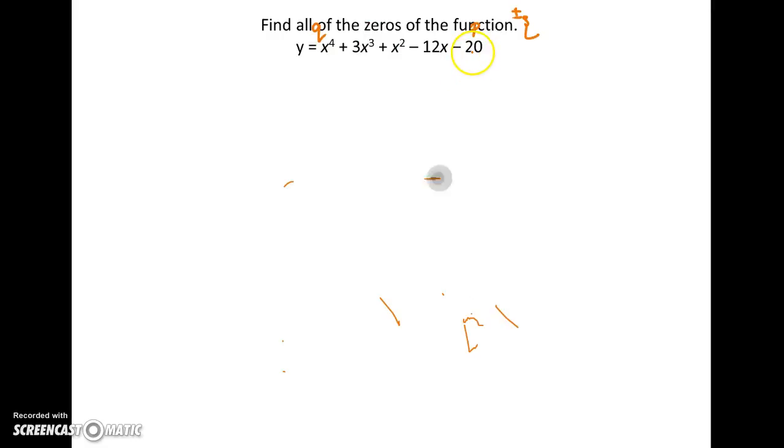So I really just need to have the factors of 20. So that's 1, 2, 4, 5, 10, and 20. The positive and negatives of all of these numbers are my possibilities. Then what I would have you do is to graph this on a calculator.